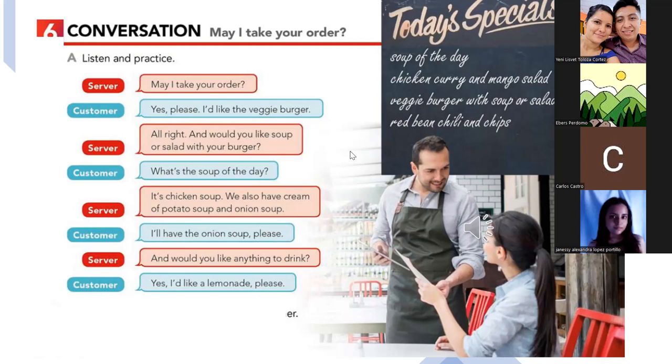Okay. May I take your order? Yes, please. I'd like the veggie burger. All right. And would you like soup or salad with your burger? What's the soup of the day? It's chicken soup. We also have cream of potato soup and onion soup. I'll have the onion soup, please. And would you like anything to drink? Yes, I'd like a lemonade, please.